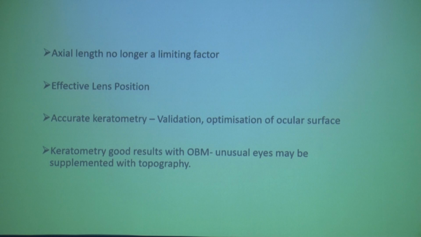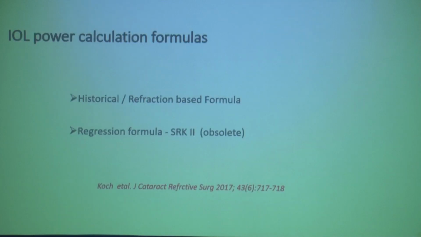Now, getting good keratometry measurements is possible with optical biometers, but in unusual eyes, as in the case of post-refractive eyes and in steep and flat corneas, this may be supplemented with topography. We need to validate the measurements of optical biometers, and if any of the measurements is not good, we need to measure it again, and this will save us from a lot of trouble. Now, having taken good measurements, we will move on to IOL power calculation formulas.